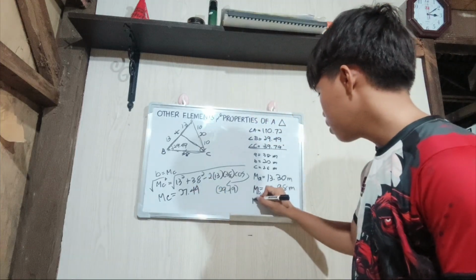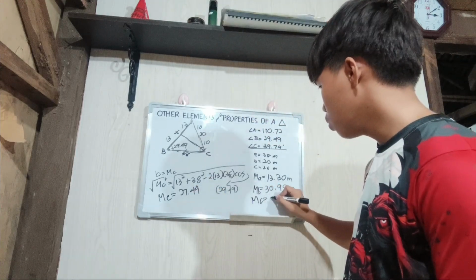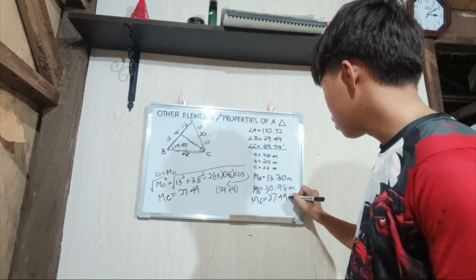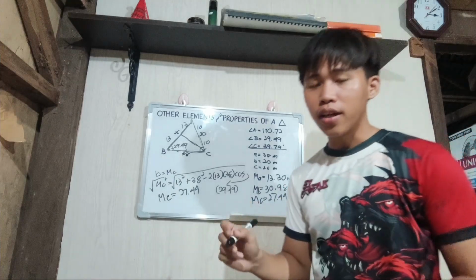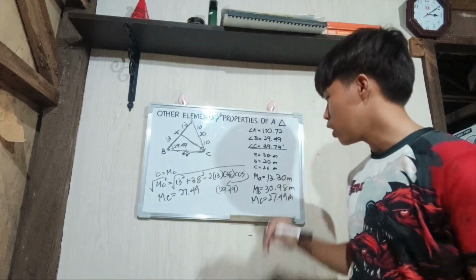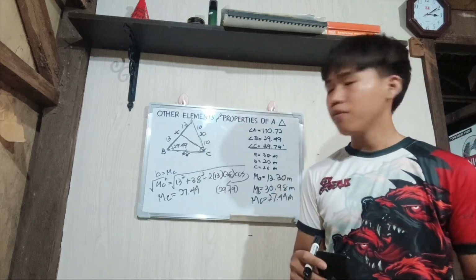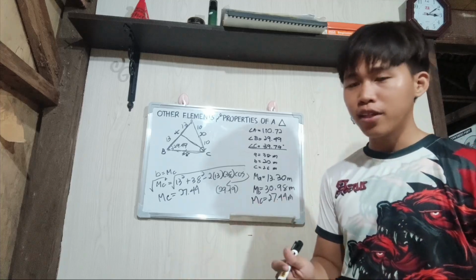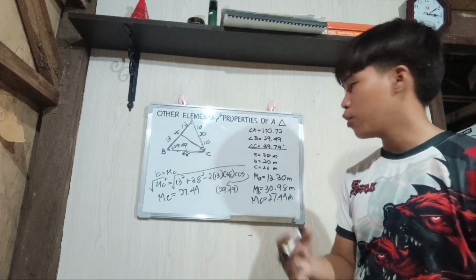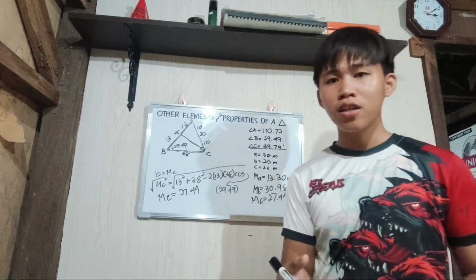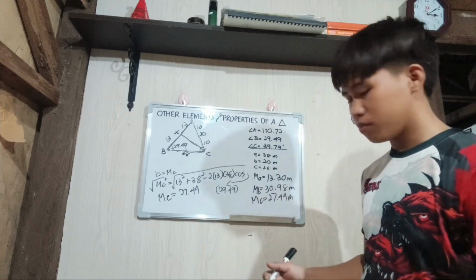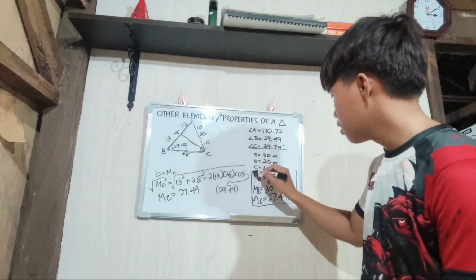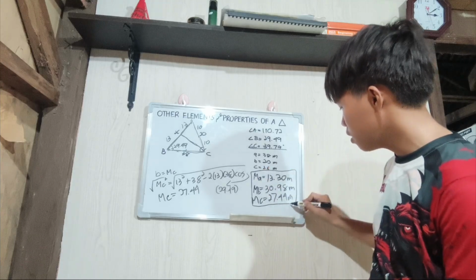So our median C is equal to 27.44 meter. So like I said, always put the units if it's given. If the units are not given, use units, or units squared if you're going to find the area. So this is the median.